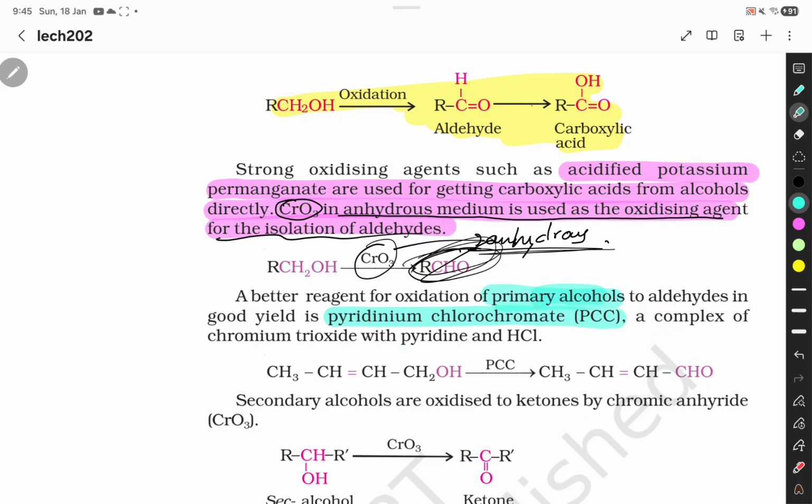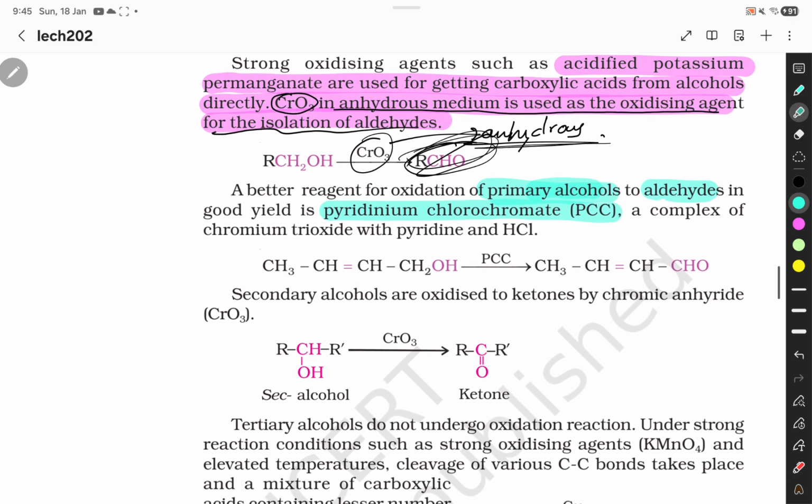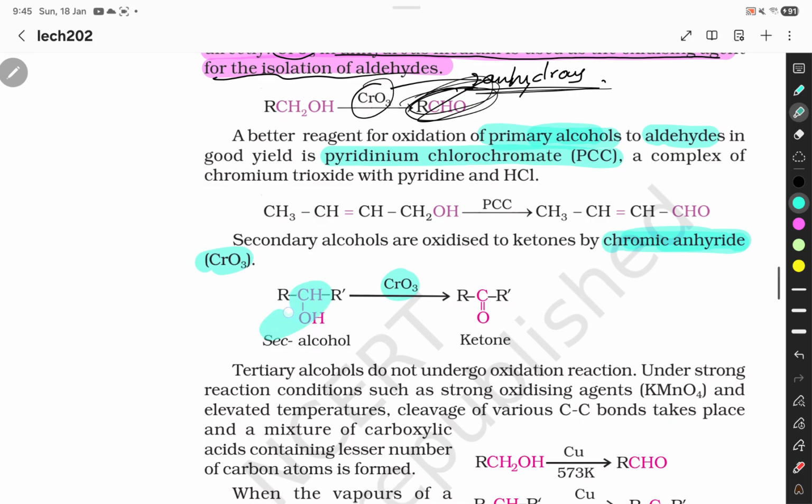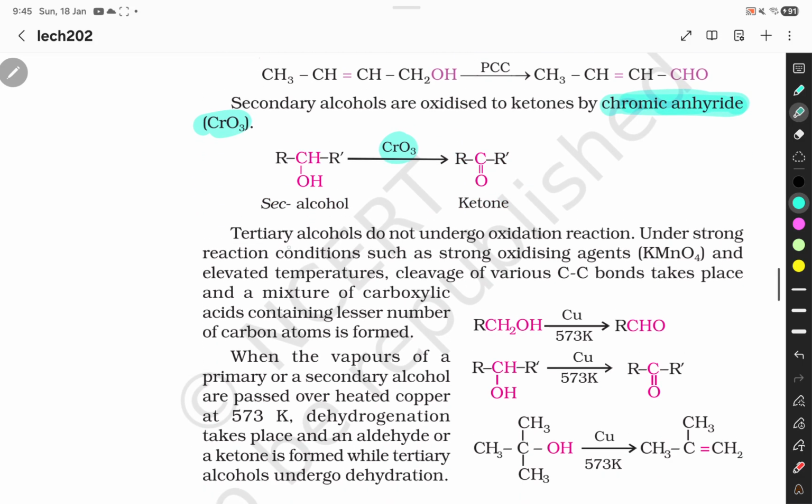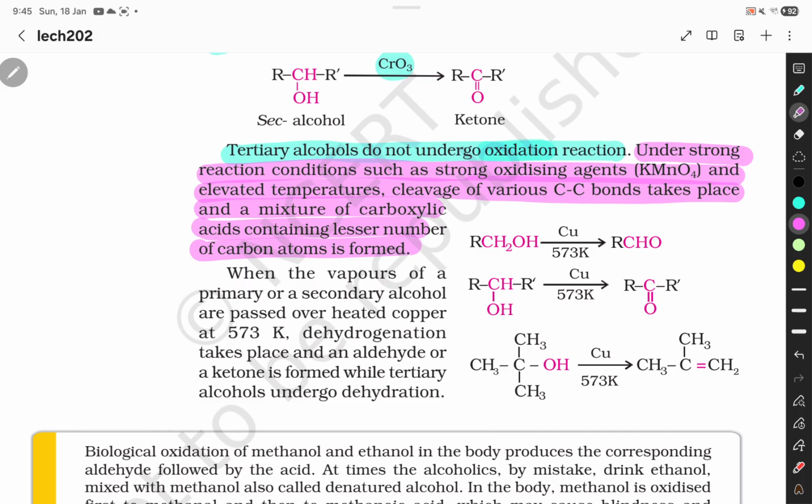It's better for the oxidation of primary alcohols to aldehydes, as you can see. Chromic anhydride, CrO3, two names they've given: CrO3 in anhydrous medium and chromic anhydride. So this you have to mug up. Secondary alcohol becomes a ketone easily. Tertiary alcohols do not undergo any oxidation reaction, that we know for sure. This pink part is generally something that we always tend to miss.